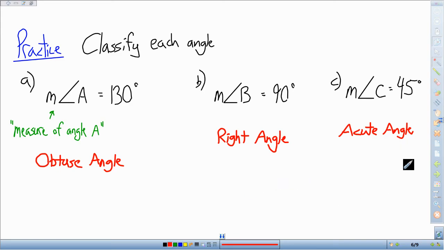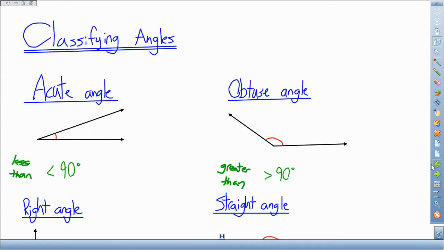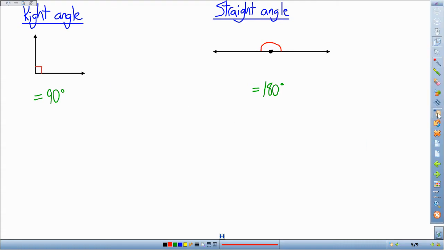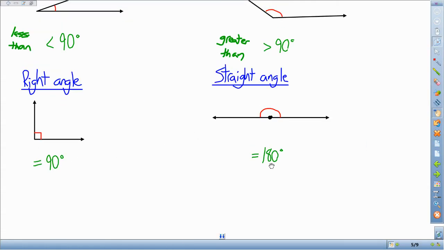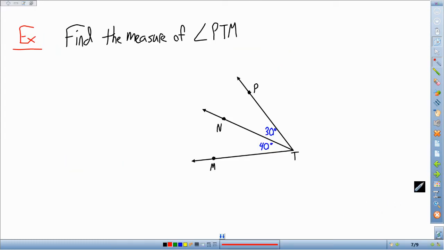Just to remind you, the ones you're going to hear most often throughout the year are these two bottom ones, a right angle and a straight angle. You'll see those a lot, so keep those in mind. Obtuse and acute, those are good to know, but they're less common, as far as us having to label that they're acute or obtuse. Okay, all right, cool. Let's find the measure of angles.